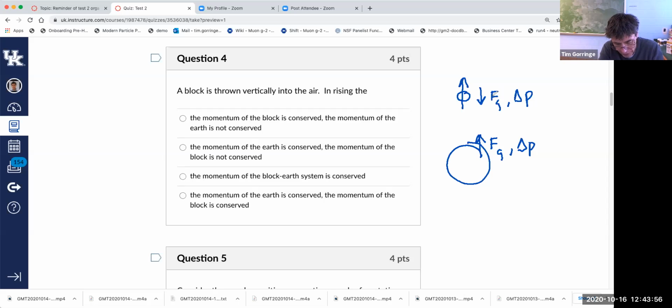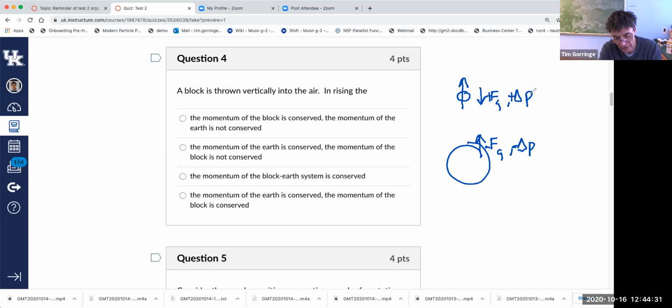Let me put a couple of signs on here. Let's call downwards the positive direction. The gravitational force is acting downwards on the block and is increasing the downwards momentum of the block. The force on the earth is upwards, same size, so that's a negative force that changes the momentum. It gives an upwards momentum to the earth. And so the block's momentum is changing, and the earth's momentum is changing.